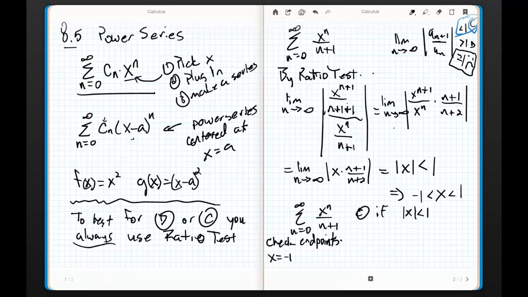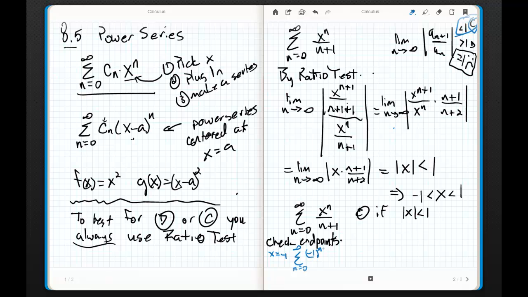All right, ready? So I've got the sum. I'm going to change colors here because this is really important. Students often forget to include their endpoints, to check their endpoints. So hopefully this will help you remember. So I get if x equals -1, then I have the sum as n goes from 0 to infinity of -1 to the n.